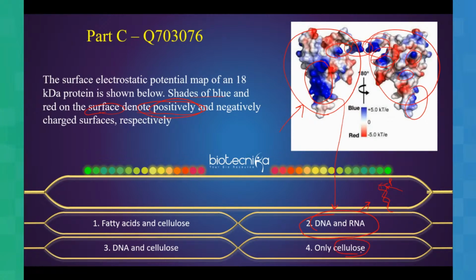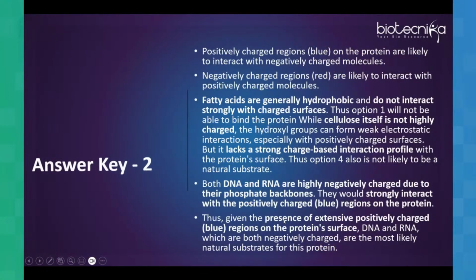See, cellulose has polar groups, polar residues, but they are not really charged at pH 7. So they will not interact so well with the charged protein, meaning a protein with charged residues on the surface. So cellulose alone, definitely not. And DNA or RNA will be a better choice because both have a negative phosphate backbone. Fatty acids, definitely not, because they are hydrophobic in nature, and we are talking of polar residues which are positive in charge. So that's why the correct option here is answer 2.